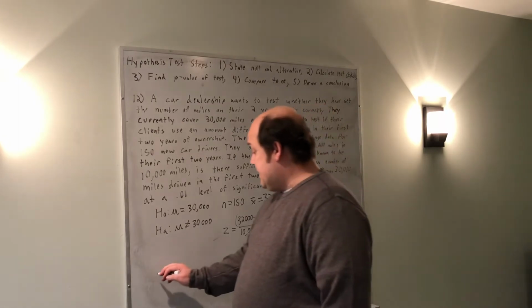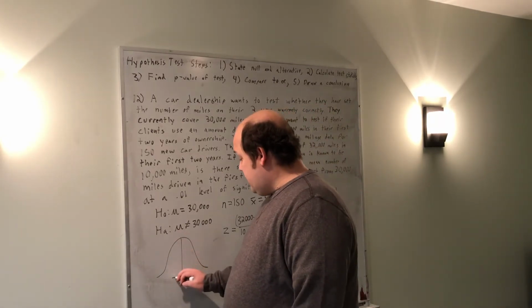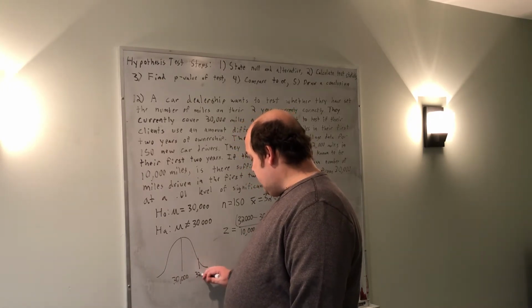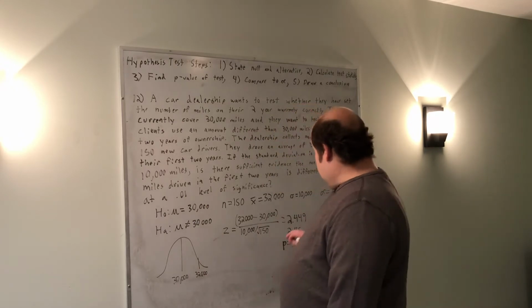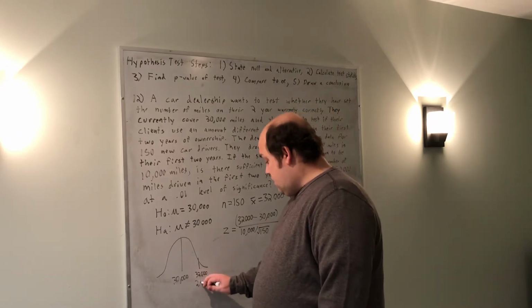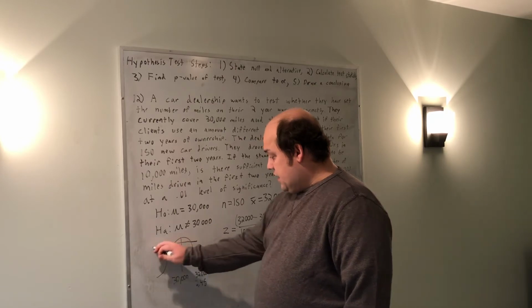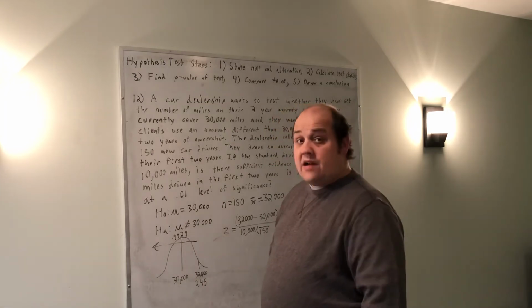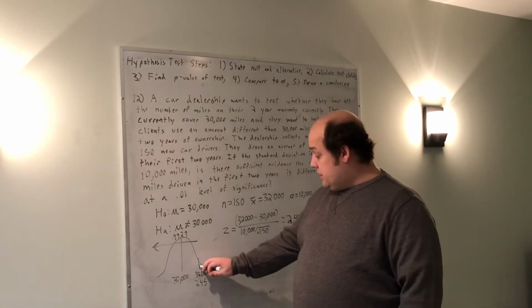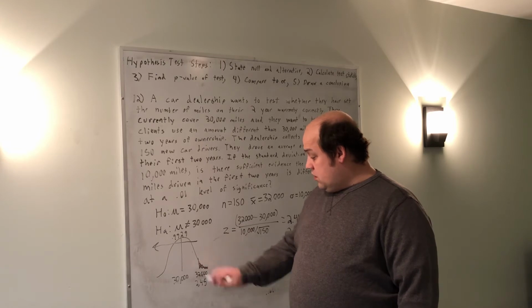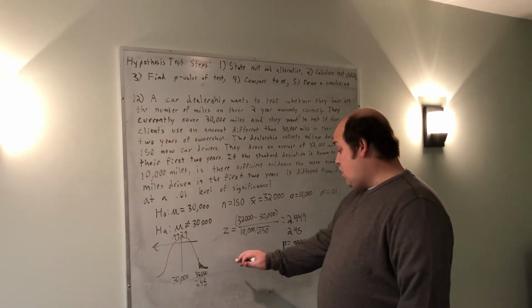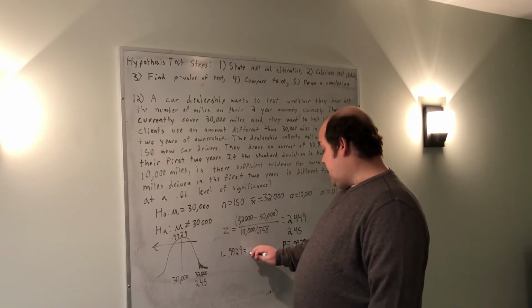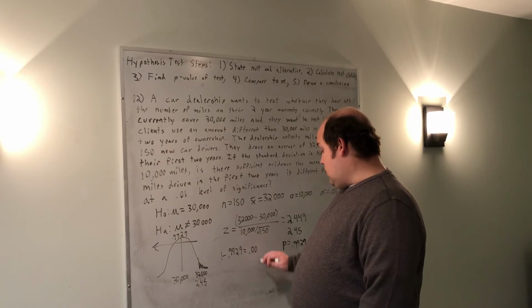What that really represents is, if I have a curve that's centered at 30,000 under the null, and I have a data point at 32,000, this z-score 2.45 tells me that everything to the left here is equal to 0.9929. But that's not really what we're interested in. What we're interested in is what's in this tail here. So to find that, we're going to need to do 1 minus 0.9929, and that's going to give me 0.0071.